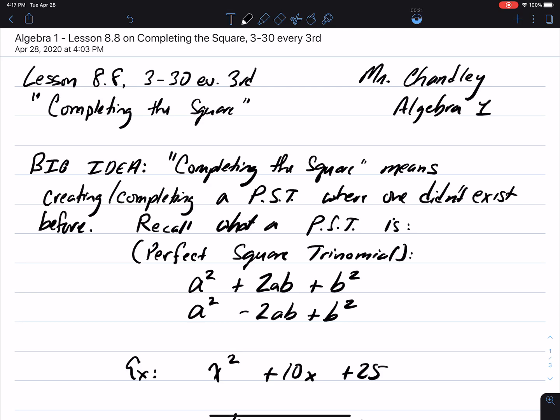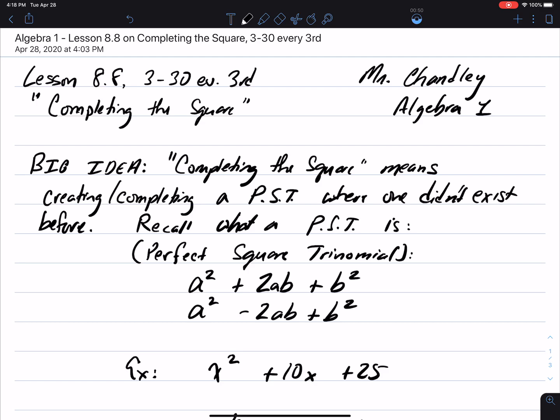Today we're going to work on lesson 8.8. This is on completing the square, and the assignment for you guys in my class is to do 3 through 30, every third. This is one lesson where it will behoove you to watch this whole video while I go through this carefully with you. Of all the lessons we've done all year, this one can tend to be one of the most difficult at first to comprehend. So I think it's worth listening and watching my explanation for what this all means.